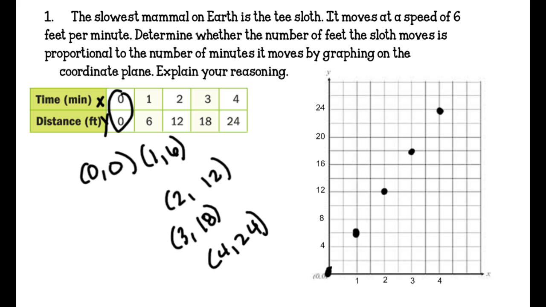And then we connect our dots. So we look at this, and is it a line that's straight? Yes. Does it go through the origin? Yes. So this is a proportional relationship.